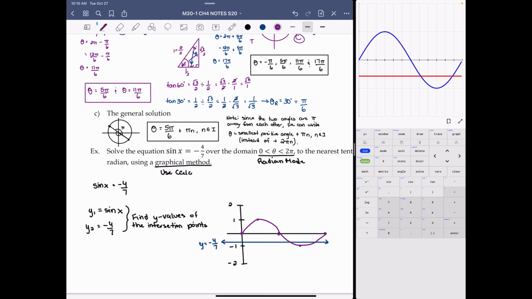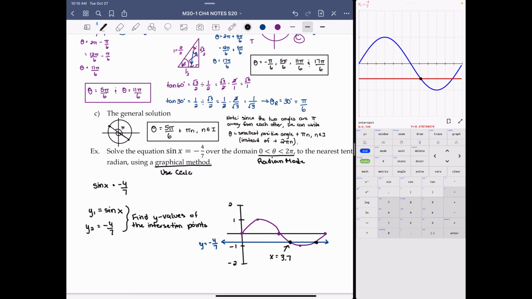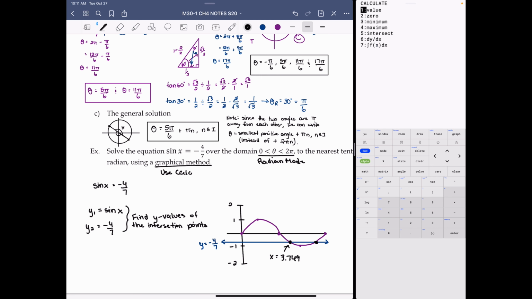And then we see that we have two intersection points, one here and one here. That's the information that we're interested in. So we do second trace, number 5. For the first one, just hit enter, enter, enter on a TI, and we get x equals, we don't care about the y value because we know it's just going to be -4/7. We care about the x value, so it is 3.749.